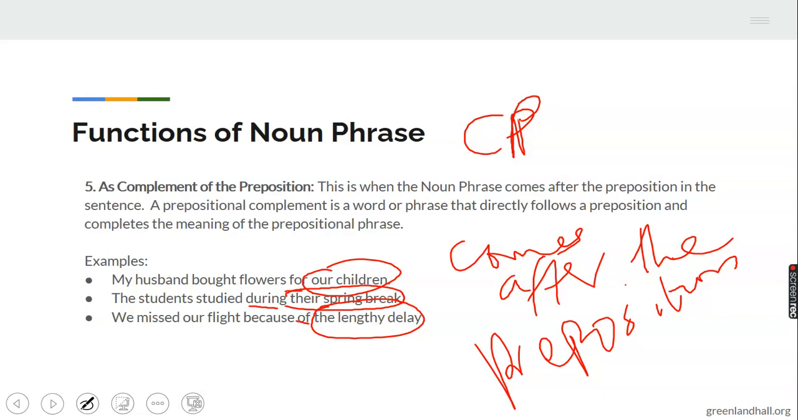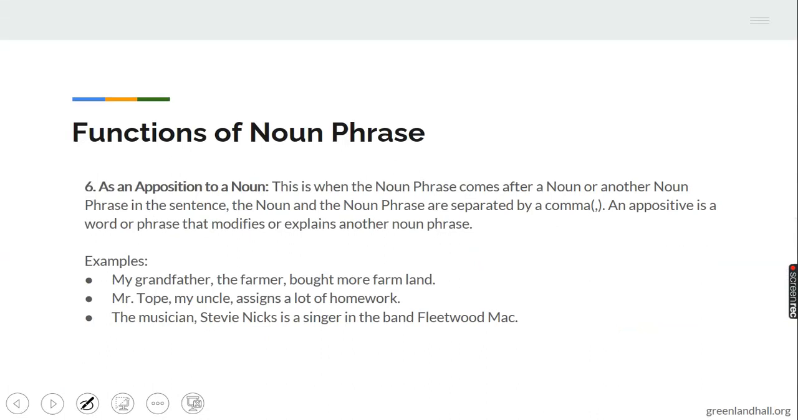And we can replace them, I said, with a pronoun. My husband bought flowers for them. Them, our children, for them. You can say, the students studied during it, which is it, their spring break. We missed our flight because of them, or because of it. What's it or them? A lengthy delay. So please, let's try and note this very well. Very important. I would advise you to go over these examples again and again for you to grab the message in it.